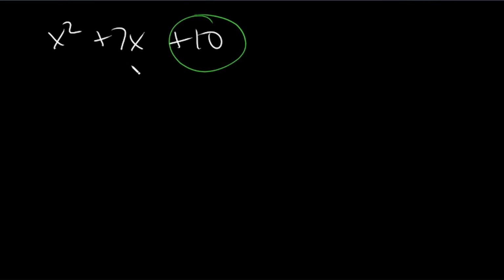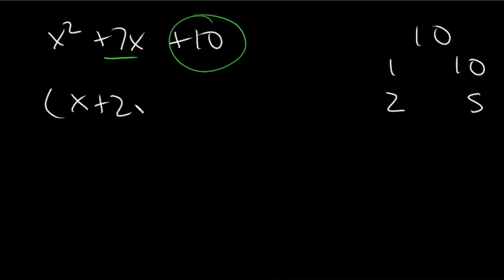Next example, x squared plus 7x plus 10. So, like before, we need to factor this and find two factors that add to equal our b value here. So 10 factors into 1 and 10, 2 and 5. Well, 2 and 5, and neither of them is going to be negative because we have no negative values here. So we're going to have x plus 2 and x plus 5.